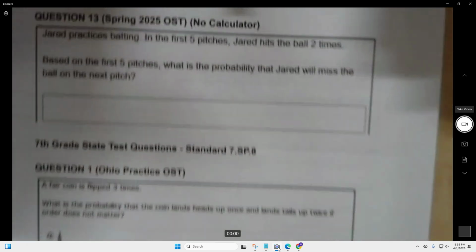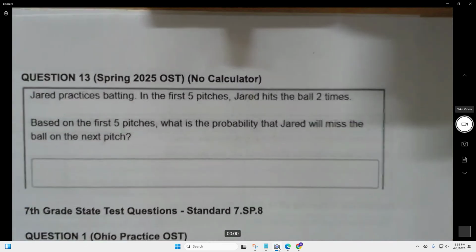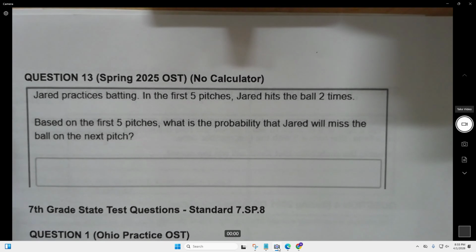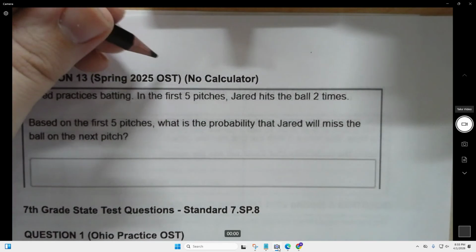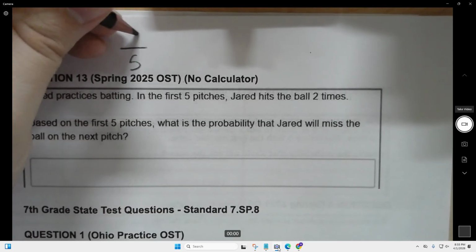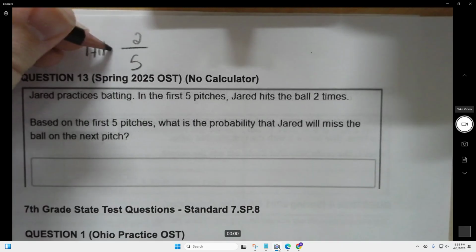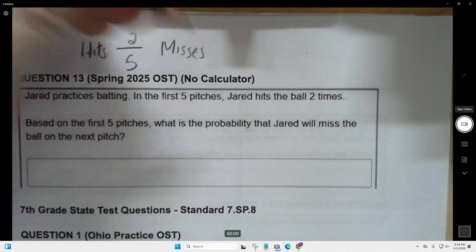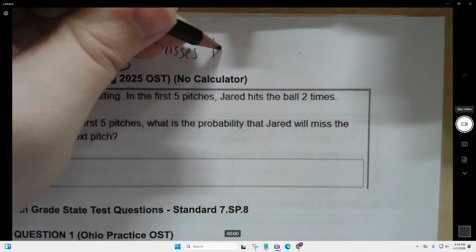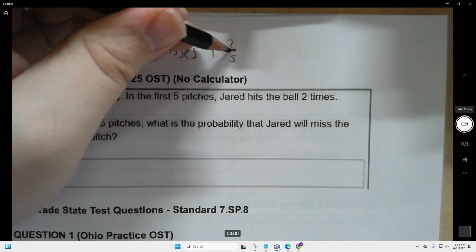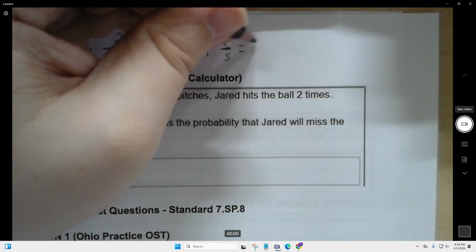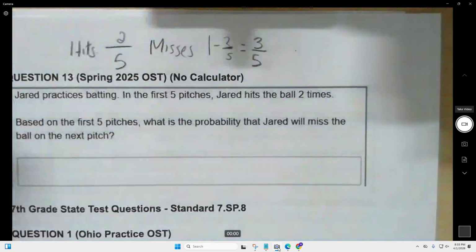All right, question 13. Jared practices batting. In the first 5 pitches, he hits the ball 2 times. Based on the first 5 pitches, what is the probability he will miss the next pitch? All right, so Jared, in 5 pitches, he hits twice. If he's not hitting, he's missing. So the amount of times he misses is 1 minus 2 over 5, otherwise known as what's left over, which is 3 out of 5.